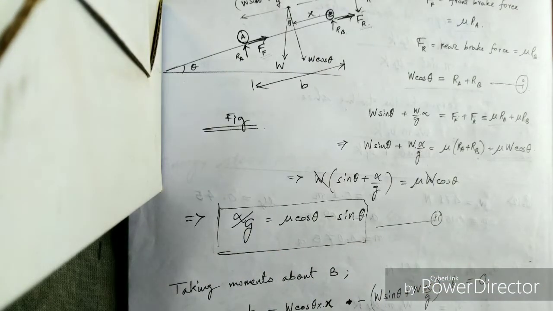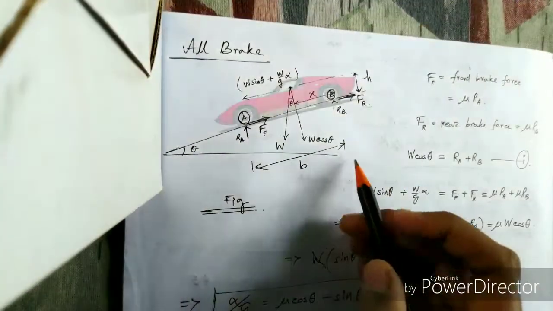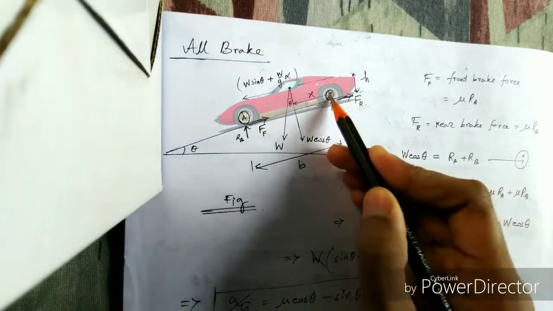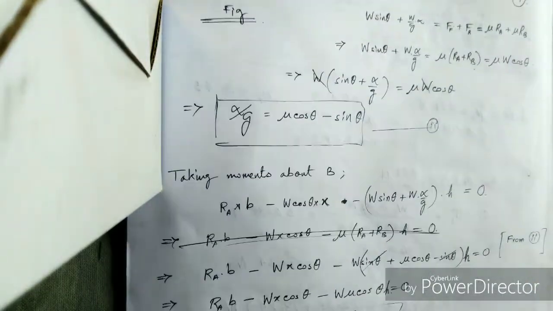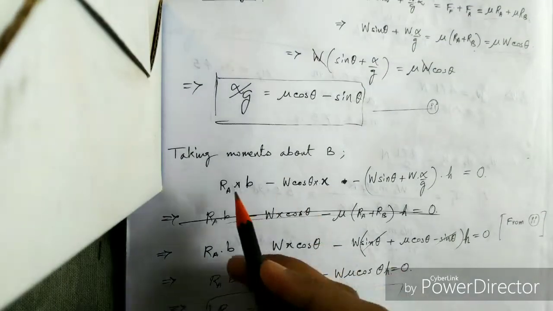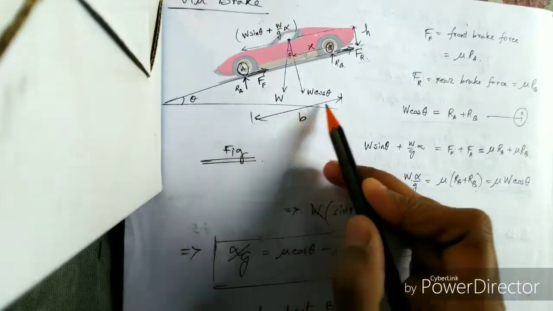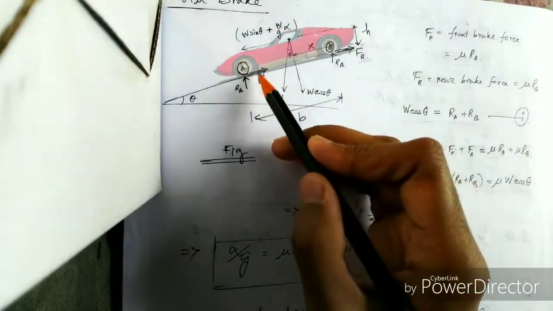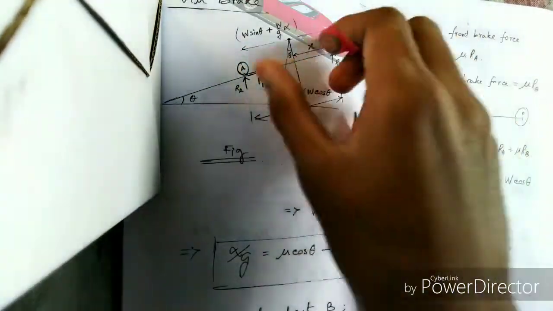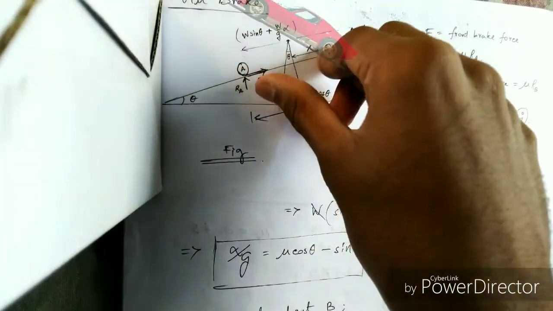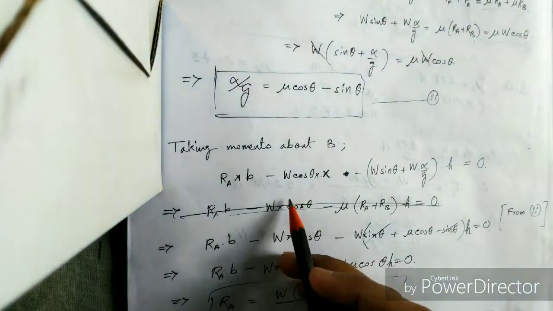Now we're going to take moments about B. In this picture, this is B, and if we take the moment about B, we get RA into B. This is RA and this distance is B, the wheelbase. It tries to tilt the vehicle in a clockwise manner, so this term is plus.